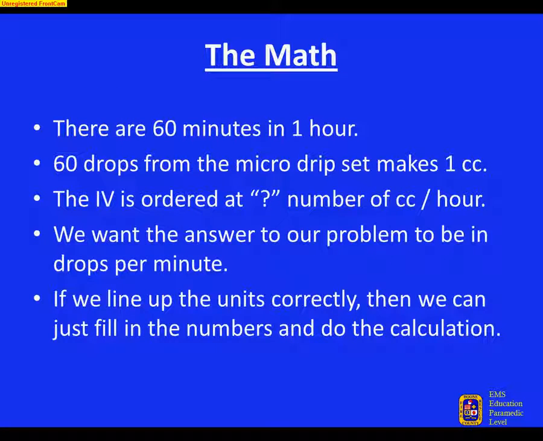Basic math involves a couple of key facts. There's 60 minutes in an hour. There's also 60 drops from that micro drip set, which makes the calculation pretty clean. Your IV is going to be ordered at a question mark number of cc's per hour. The question mark shows up in the formula we show you here in just a second. We want that answer to be in drops per minute. So, as with any of these calculations, if you line up the units correctly, then you can just fill in the numbers. If you can't remember the formula, you can always just line up units, and that helps you cancel things out and get the calculation in the correct units that you want.